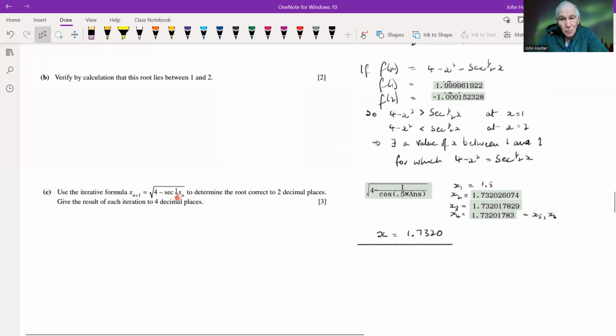Now, how do we do that? Well, we seed it with an initial value. We poke that into there. We calculate x sub n plus 1, and then we use that value in the right-hand side and so on. Okay, so you may well be familiar with that. So that's just a quick resume.